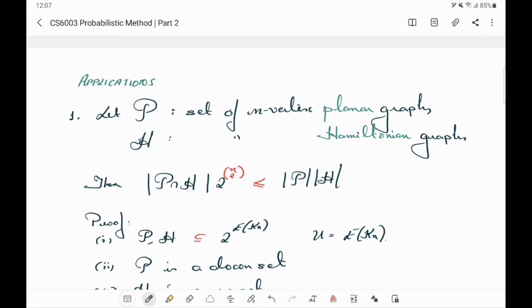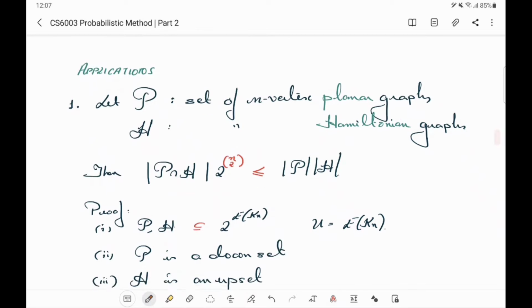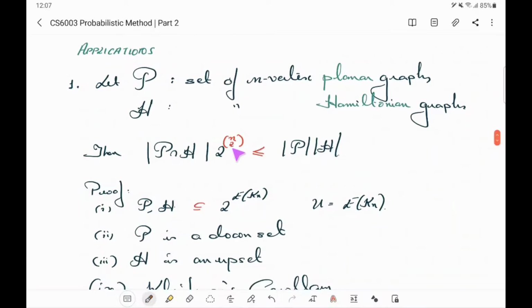It's a very easy application. It's only conceptually difficult because of the objects that we are studying. Application of Kleitman's lemma is going to be very easy here. So let P, the script P, denote the set of all n-vertex planar graphs. Now remember, we have already seen that this is a downset, right? Why? Because if you take an n-vertex planar graph and remove an edge, it still remains planar.